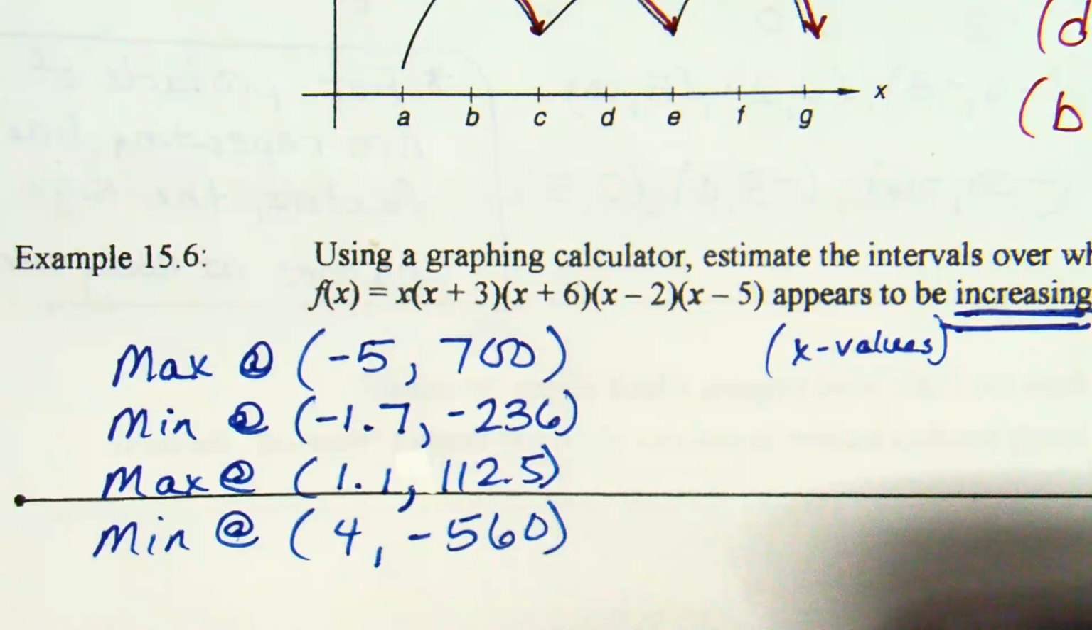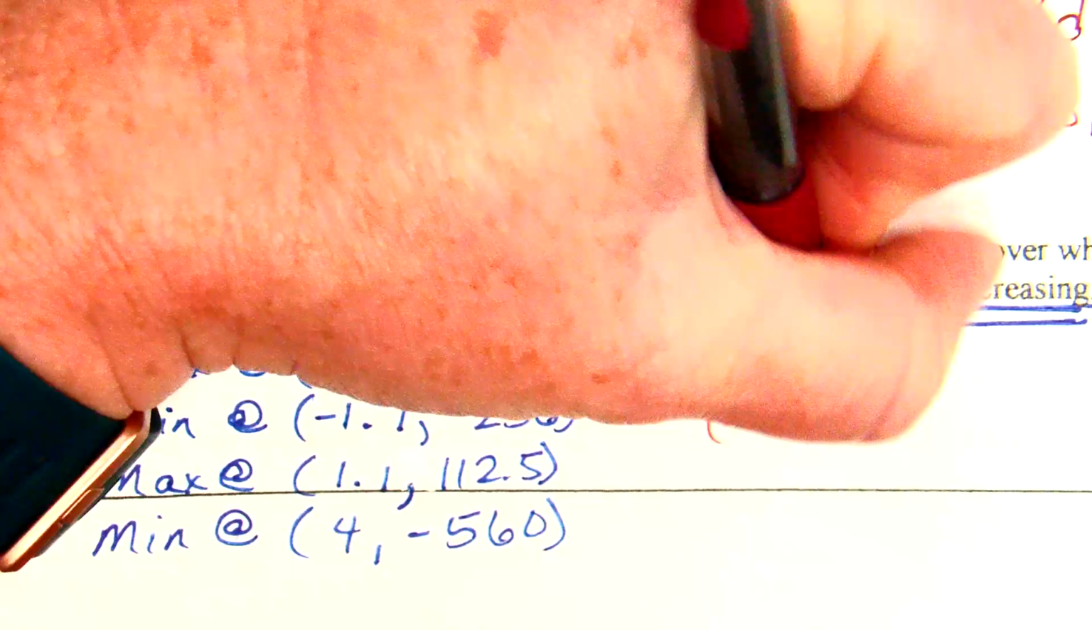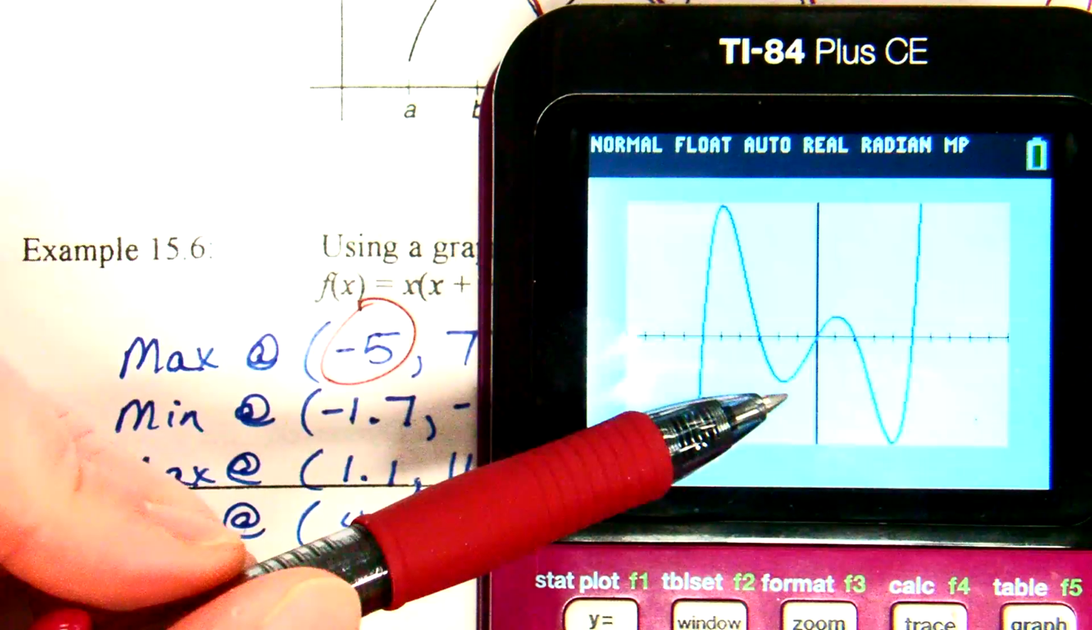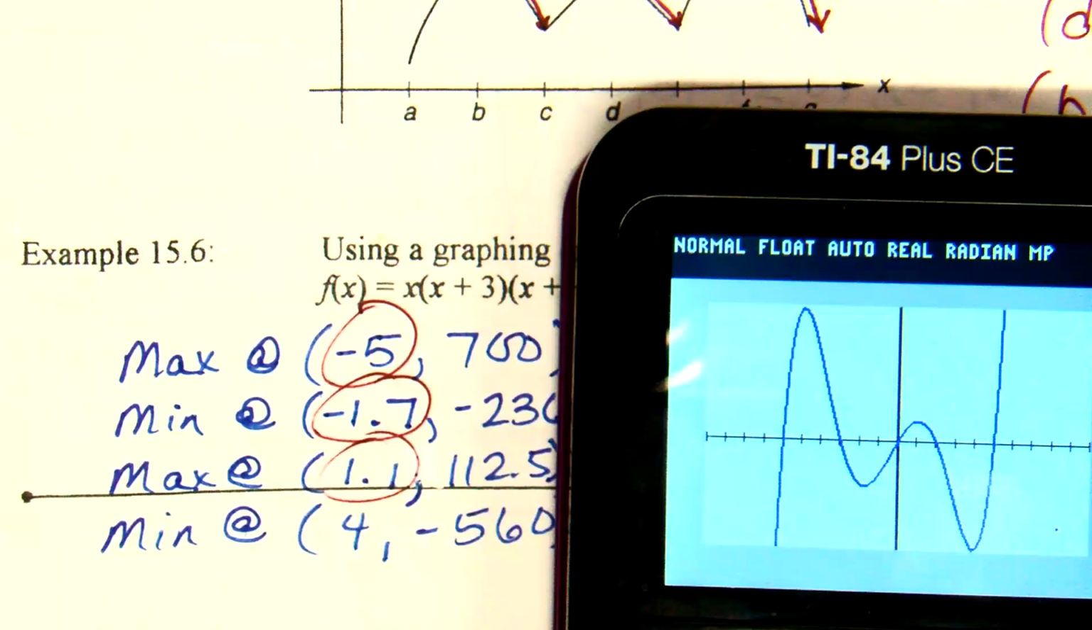Okay. So what are my increasing values? Where's my first increasing interval? Okay, so right here, as I trace on the calculator, that's -infinity to what is that X value up there? -5. So -infinity to -5. Then from -5 to this min, we are decreasing. So now, when are we next increasing? From this min to the next max, so -1.7 to 1.1. Any more increasings? From that last min. So from 1.1 to min, we're decreasing. But then from the last min over, that is from 4 to infinity.